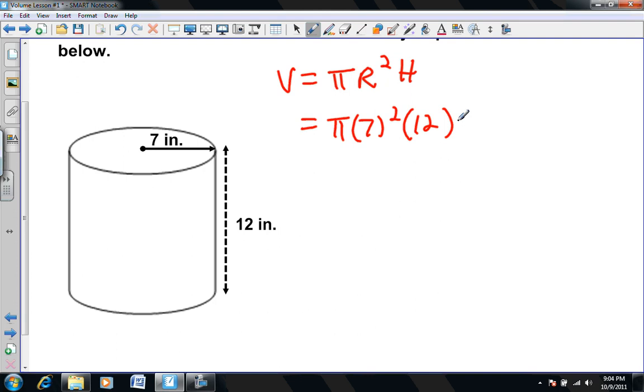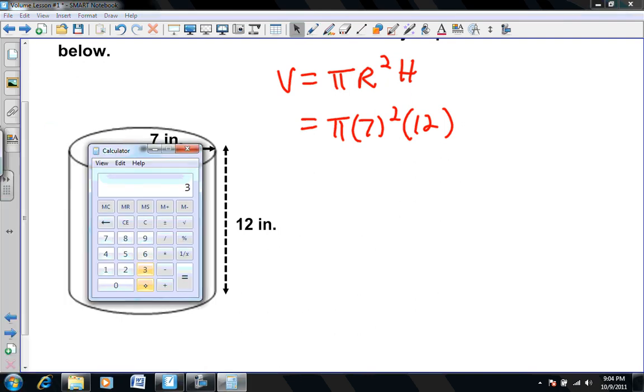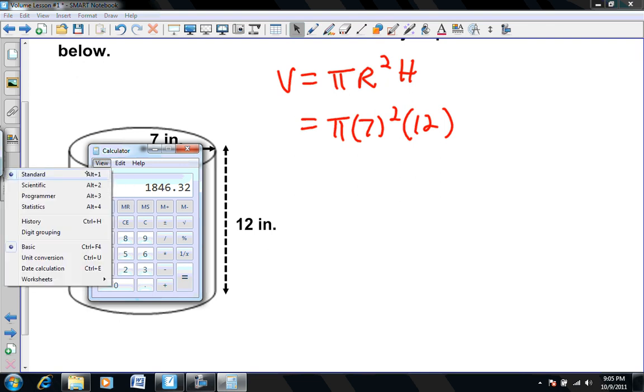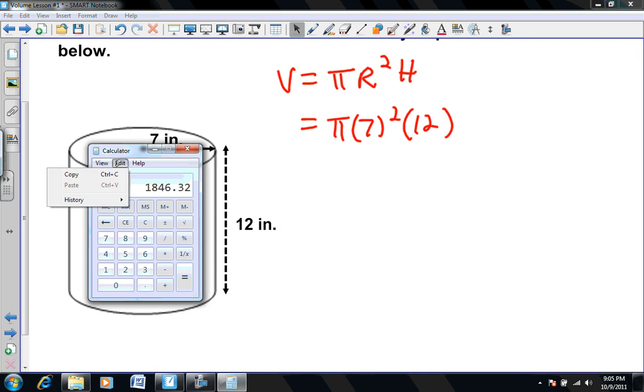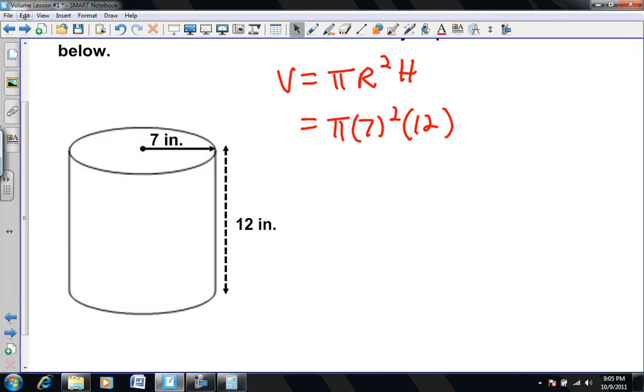Now, the rest of the problem, you can just use your calculator, and you can do pi, which I'll use 3.14, times radius, because it's radius squared, times the height. When I multiply that all together, I get an answer of 1,846.32. Let's try to copy it, if it'll let me. And then we'll go over here and we'll paste it. That way I don't have to remember it.